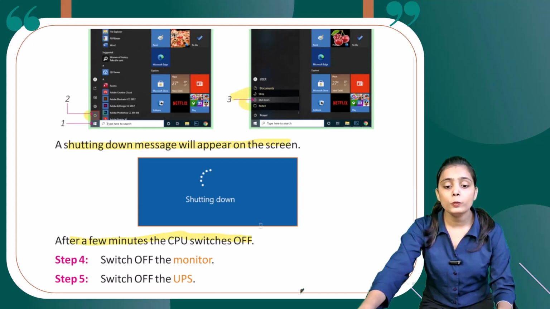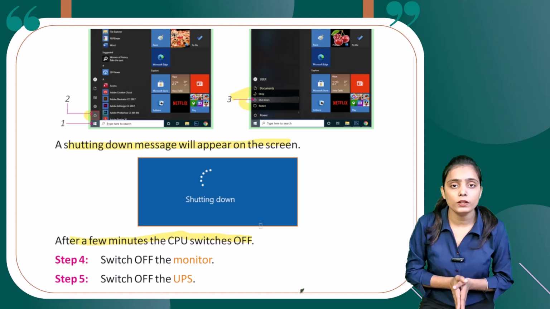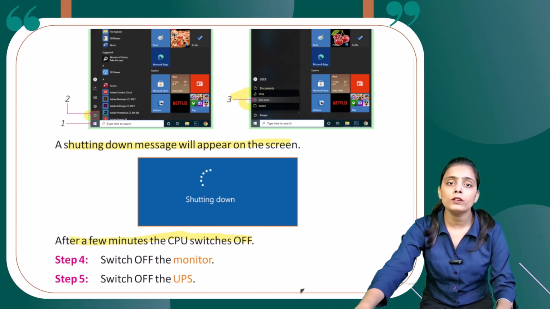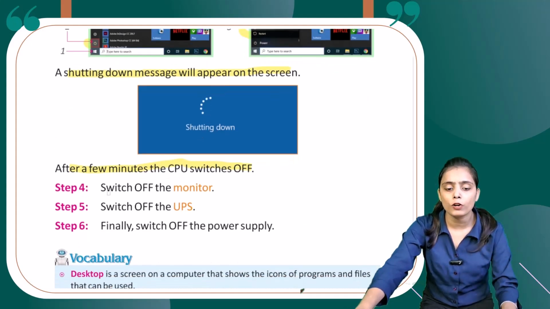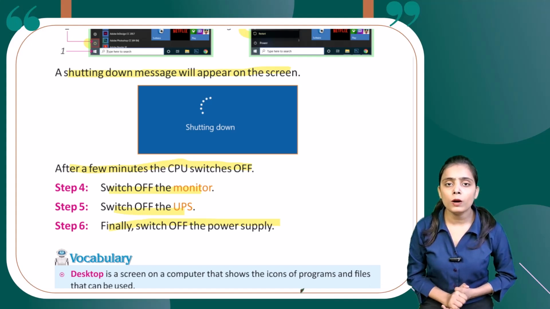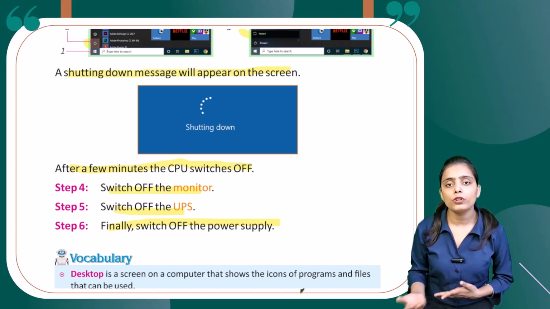After a few minutes, the CPU जो आपका सेंट्रल प्रोसेसिंग यूनिट है वो क्या हो जाएगा, बंद हो जाएगा. Now after that you have to do the reverse of the start of your computer, that is switch off the monitor, switch off the UPS, and finally switch off the power supply. So this is the task you have to perform to start your computer and to shut down your computer.